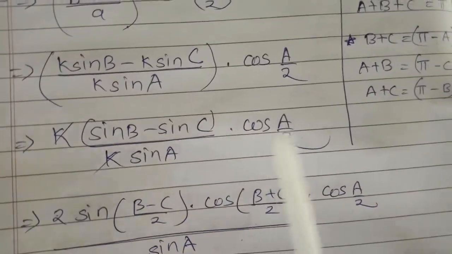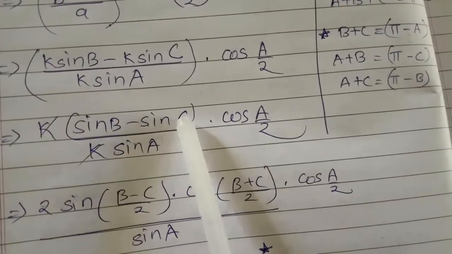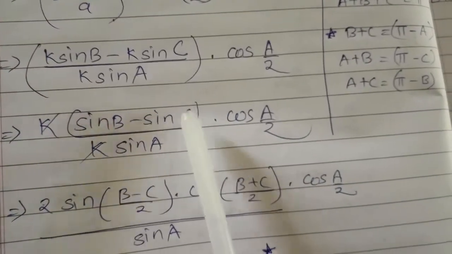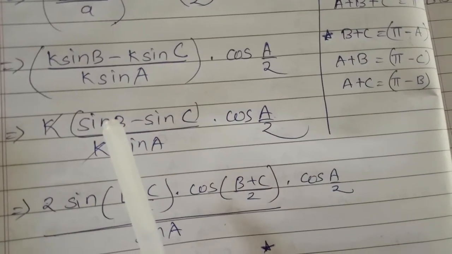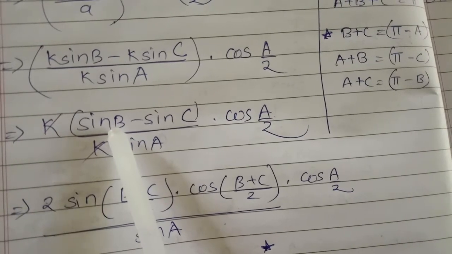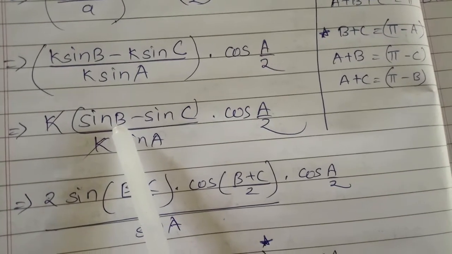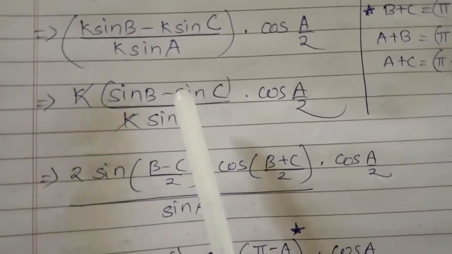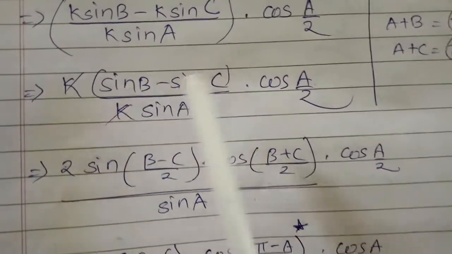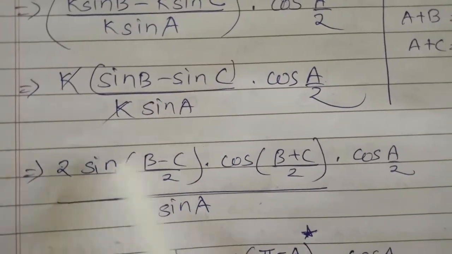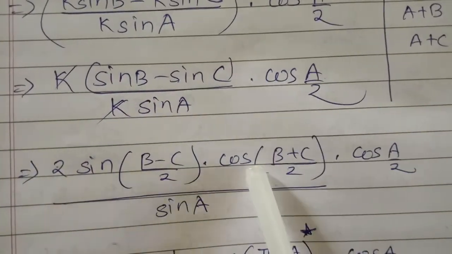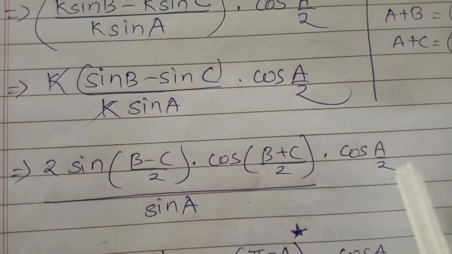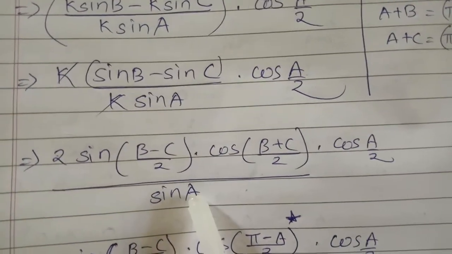Now see here we get sin B minus sin C. So you know the formulas you learned in the 11th standard, that is the C and D formulas, sin C plus sin D, sin C minus sin D. So you have to keep in mind all these formulas. The formula for sin C minus sin D, that is here sin B minus sin C, is 2 sin (B minus C) upon 2 into cos (B plus C) upon 2. So this is the formula, and cos A by 2 as it is upon sin A.